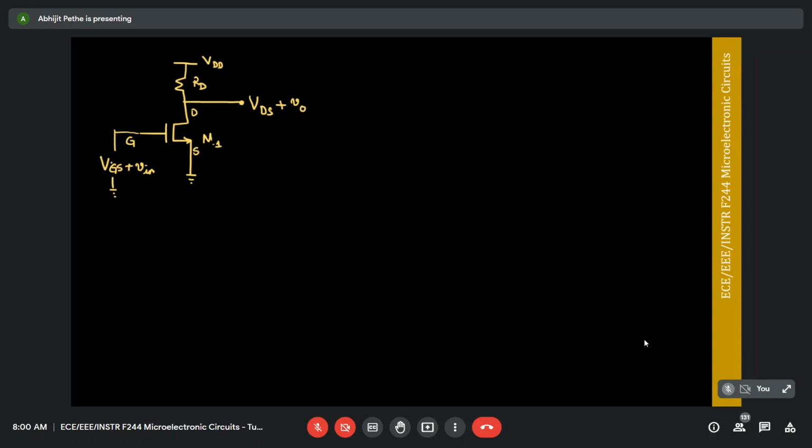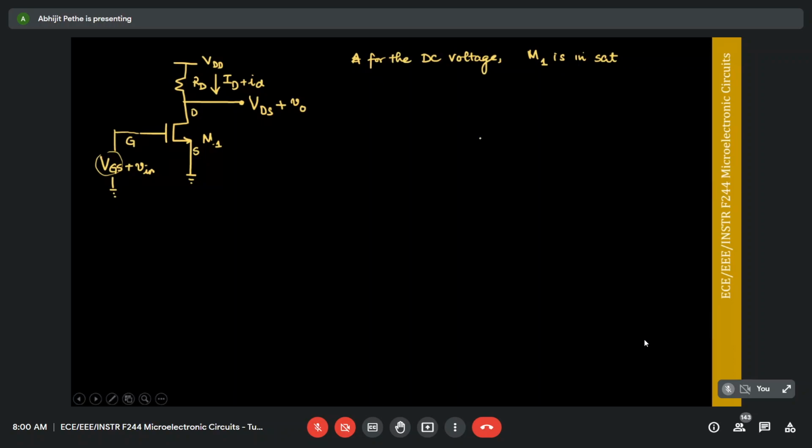So remember, this is a DC voltage, and on top of the DC voltage, I have given an AC signal, right? So let's first look at the DC condition. Now for the DC voltages, we know that M1 is in saturation. This is something which you have to assume.